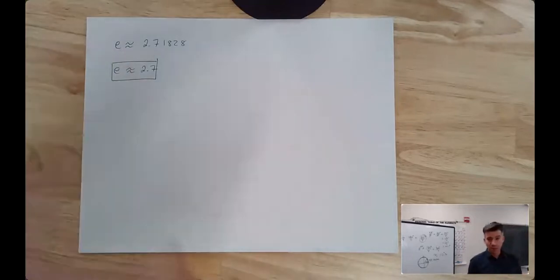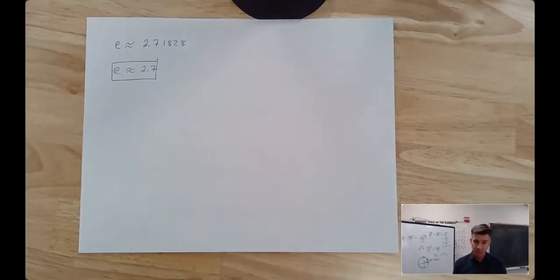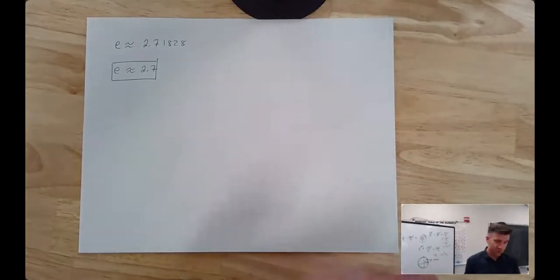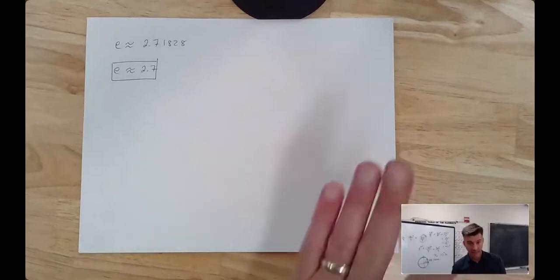E is the most important, well, maybe second most, maybe the most important base. 10 is also very important, right? We're a base 10 kind of world in a lot of ways. So base 10 comes up a lot, but E is probably the more important base. At least when it comes to calculus, E is where it's at.